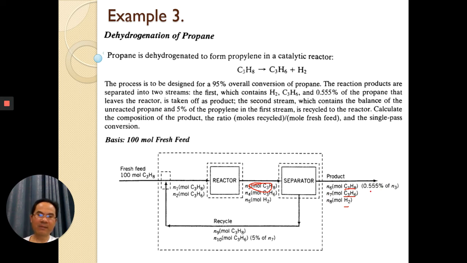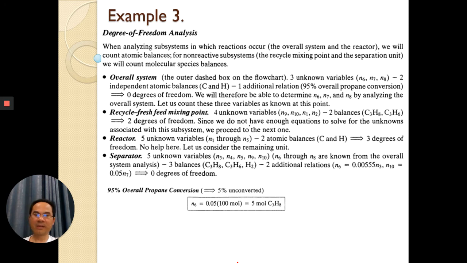And we have one more piece of information: the mole of propane in the product output is 0.555% of the propane leaving the reactor, so N6 is equal to 0.00555 of N3. Also, for the recycle, we denote N9 for mole propane and N10 for mole propylene. The propylene in the recycle from the problem statement is 5% of N7. Now you finish the basis and the flow chart, and then you do the degree of freedom analysis.